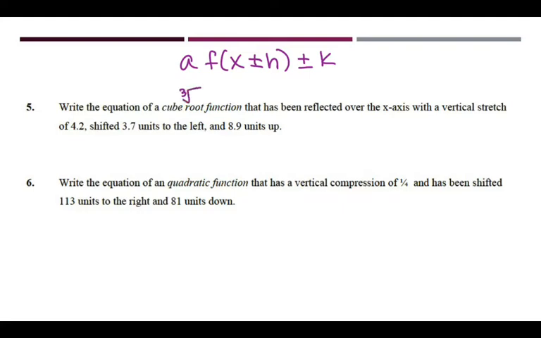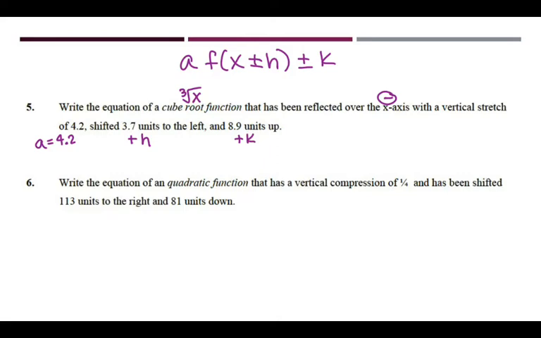So I've got my cube root has been reflected over the x-axis. That means I'm going to have a negative in the front of my function. Vertical stretch of 4.2 means that a is actually 4.2. Shifted 3.7 units to the left means I am adding 3.7, so that's a plus h. And 8.9 units up, that means I am adding 8.9 units on the outside, so that is a plus k.